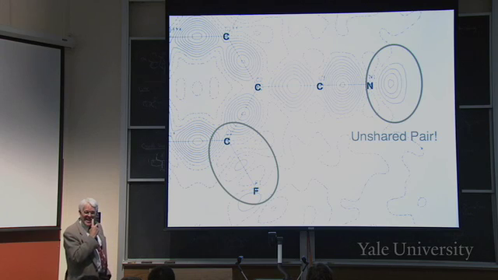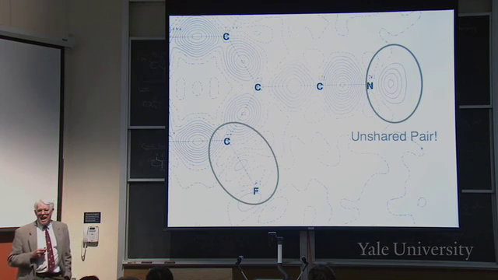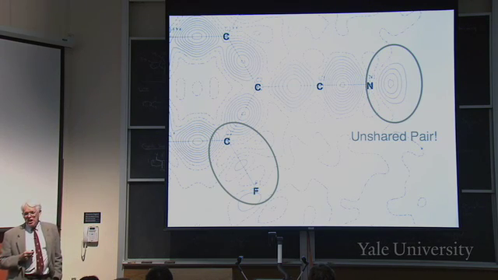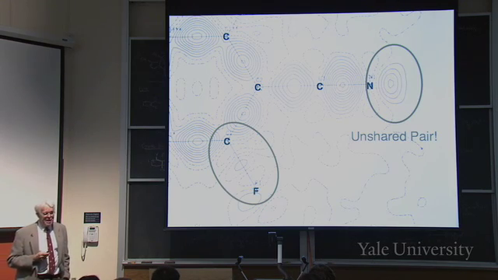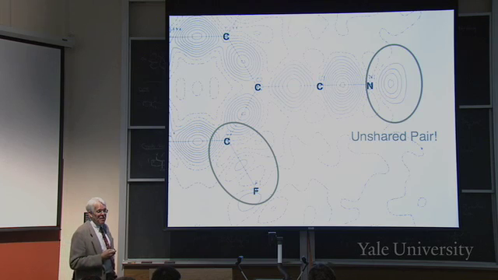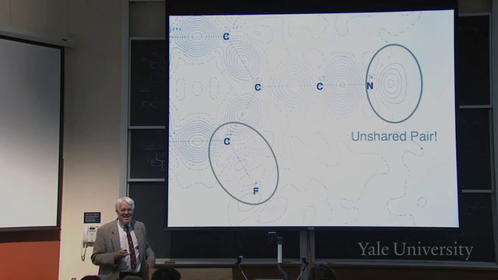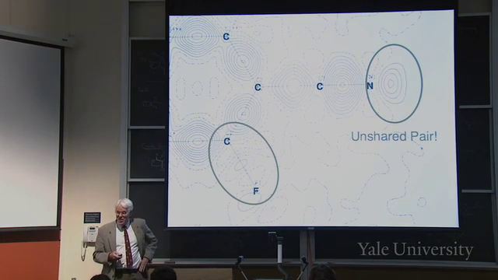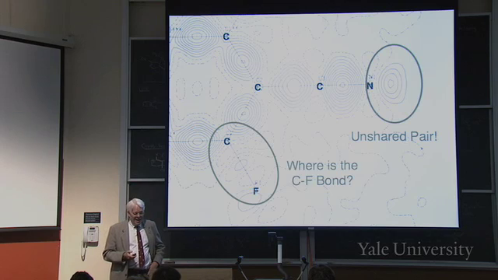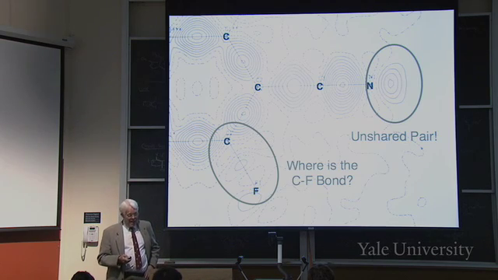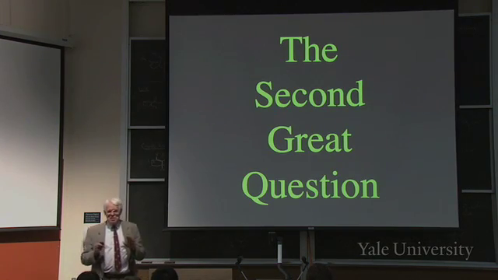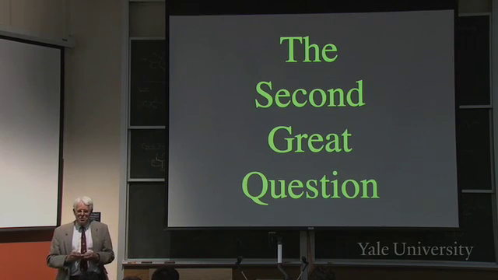Now, what's special here? What are we looking at? We're looking at the carbon-fluorine bond. Does it look like the carbon-carbon bonds or carbon-nitrogen? How is it different? There's no there, right? There aren't any electrons holding carbon to fluorine. What the heck is going on? Where is the CF bond? This brings up the second great question in the course. What's the first question? How do you know, right?